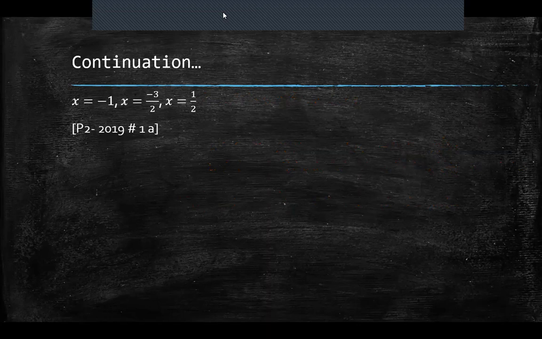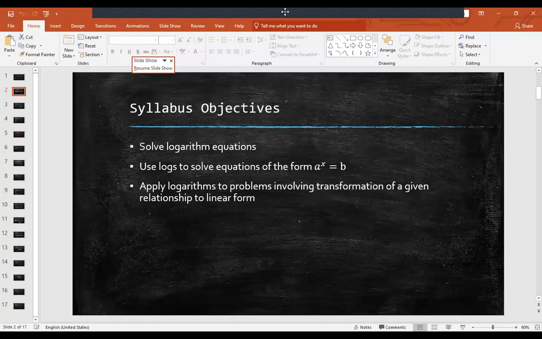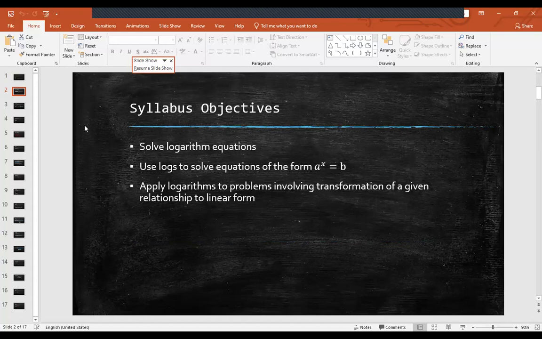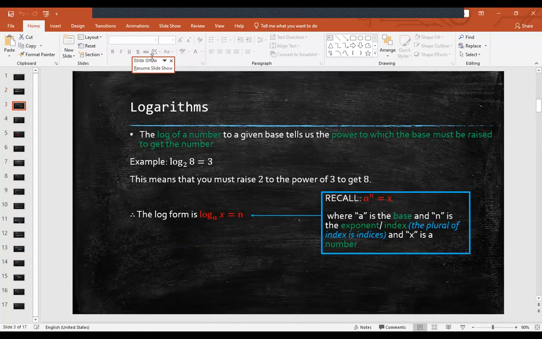So what are we doing now? Well, we are going to review logs and indices. After I go through this PowerPoint real quick, we're going to do a little quiz just to refresh your memory on that topic. That topic was done so long ago, like 3 weeks ago, 2 weeks ago. I hope you didn't forget, but let's see now, right? Logs, the log of a number. Oh gosh, hold on.